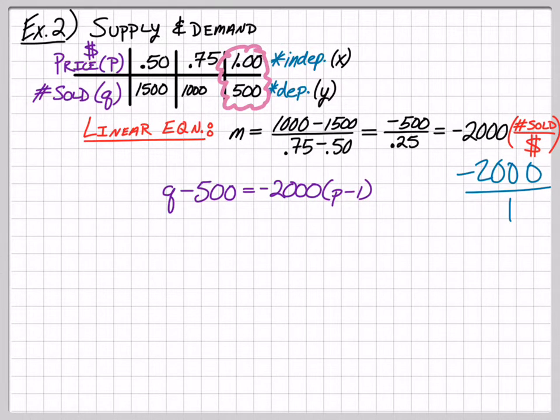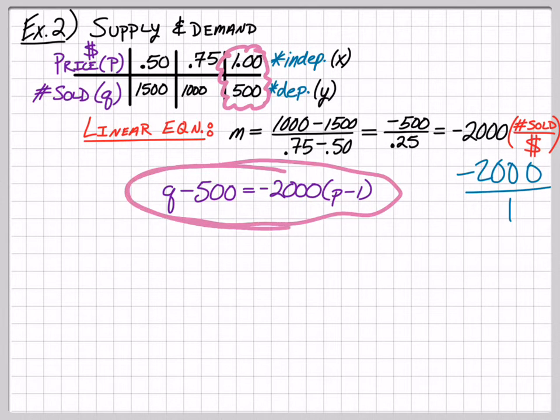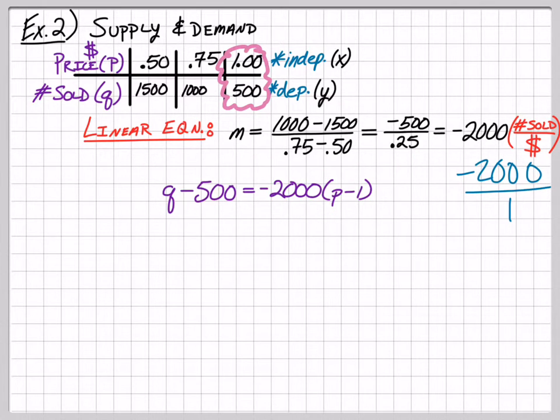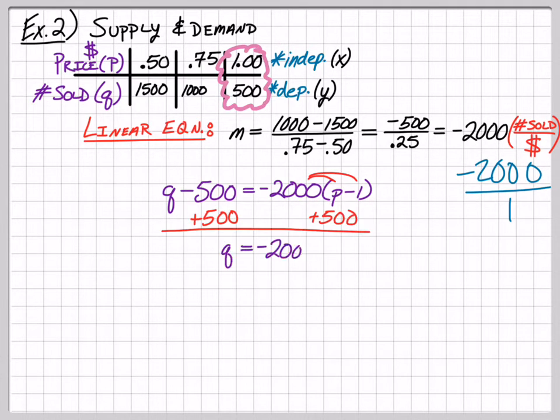So technically, this is a linear equation right here that relates P and Q. There we go. That's done. That meets the criteria. I'm going to go ahead and solve this one for Q, though, so we can have it in slope-intercept form. And that's actually pretty easy to do. We just need to distribute this 2,000 and then add the 500 over. So let's go ahead and do that. Distribute that 2,000 and then add the 500 over. You should get negative 2,000p plus 2,500 as your answer for Q.